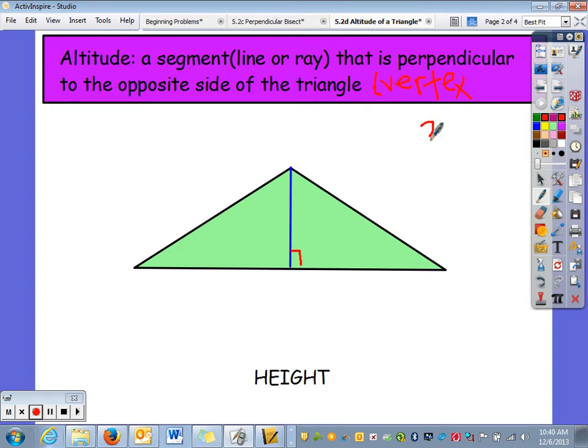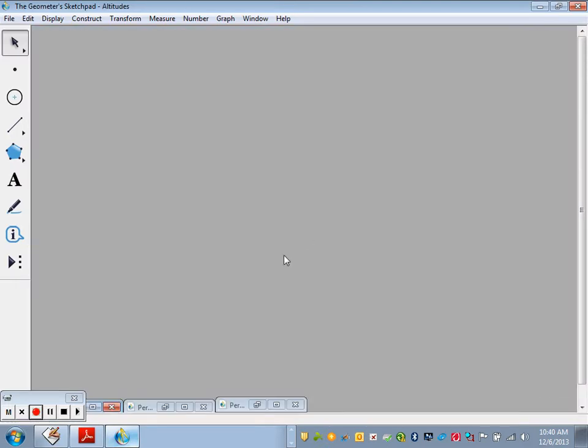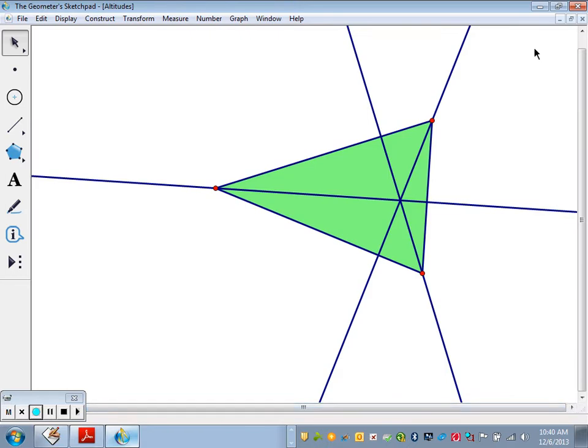Now there's a total of 3 altitudes in every triangle because there's one for each vertex, and sometimes the altitudes may not actually be inside the triangle. So let me show you what I mean with Sketchpad. Yep, so this one right here, these are my altitudes. So how I constructed them is that, notice each one is going through the vertices, and if I would measure these angles, they are at 90 degrees. So right now, notice it is an acute triangle. All 3 angles are acute, and then the point of where they intersect, called the orthocenter, is in the middle.